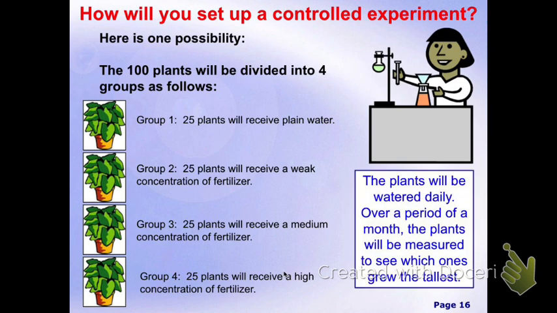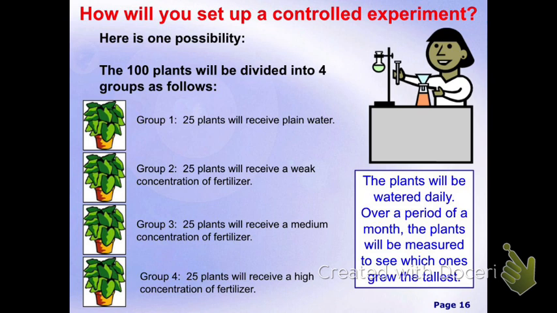Okay? We're going to make sure that plants are watered daily. And then over a period of a month, we'll be measuring those plants to see which one grew the tallest. That's going to be how we get our data here, okay? As we measure these plants, is that going to be a quantitative set of data or a qualitative set of data?